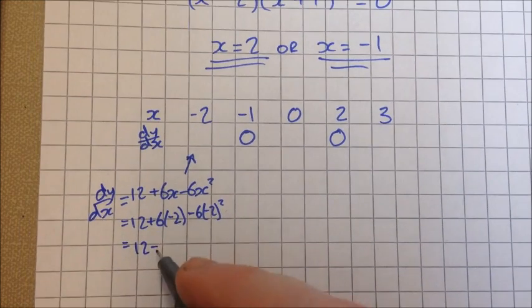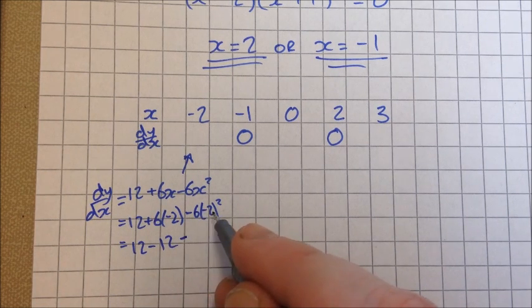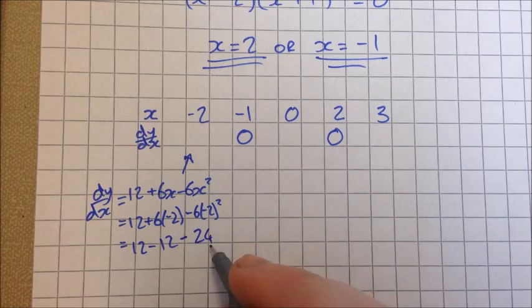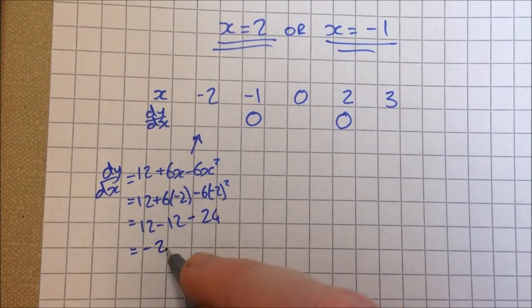12 take away 12, take away, now this is 6 lots of negative 2 squared. Negative 2 squared is 4, so 6 lots of 4 is 24. 12 take away 12 is 0, take away 24, that's negative 24.